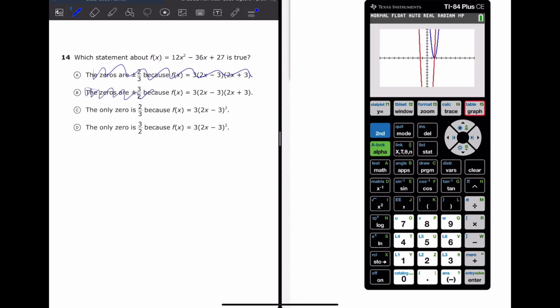Nope. It does match. Let's try the next one just in case. So they're both the same, they both match. Now we have to see where the zero's at. Choice C is 2/3, choice D is 3/2.